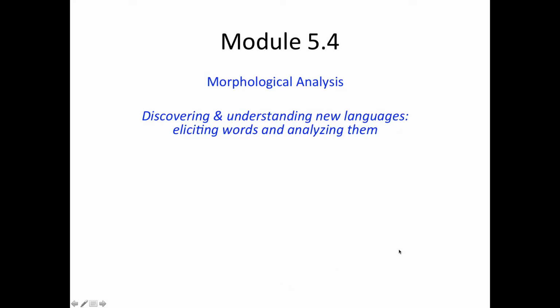In this part of Module 5, you're going to learn how to do a morphological analysis. In real life, linguists do this whenever they discover and try to understand a new language. New to them, of course. So the way this goes is that you would talk to speakers and you would elicit words. You would say, how do you say this? How do you say that? You show them items, you ask. Then you write this down, whatever they tell you, or you record it, and then you analyze the new words.